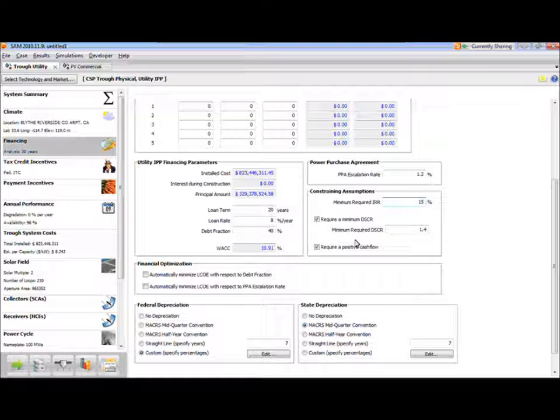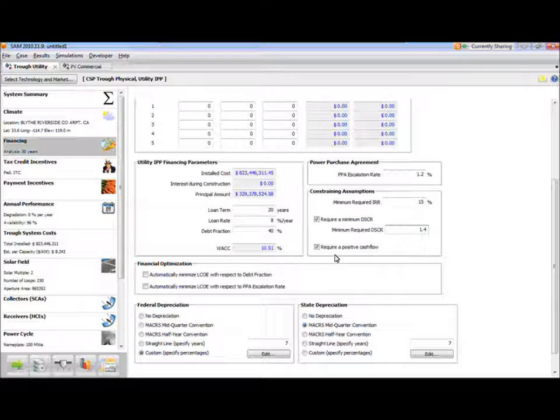And then you can also require a minimum debt service coverage ratio. So if you check this option, we've specified a DSCR of 1.4. This is going to ensure that you always have a debt service coverage ratio of at least 1.4. So for each year, there's cash on hand to cover debt costs at a debt service coverage rate of 1.4 or greater. And you can also force the cash flow to always be positive.